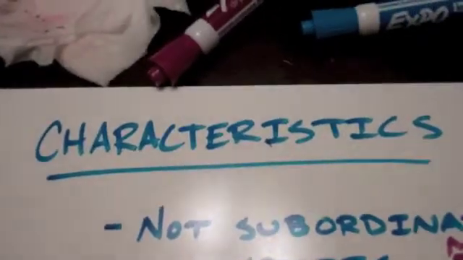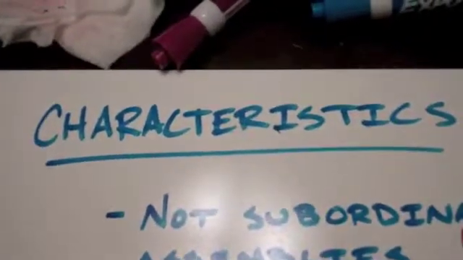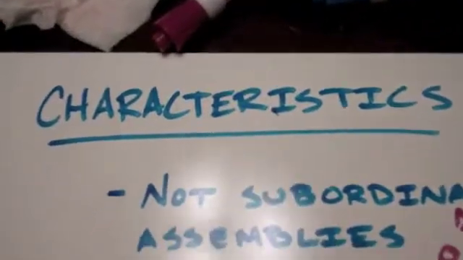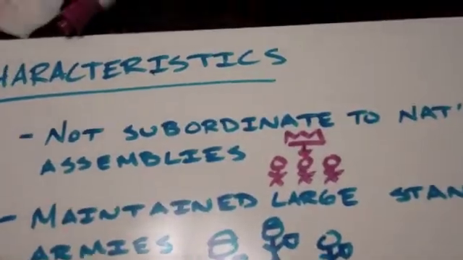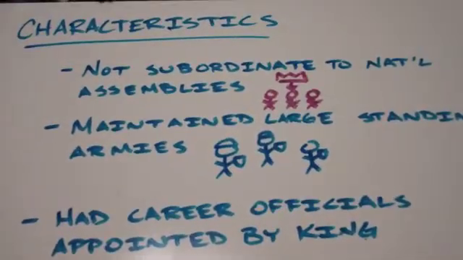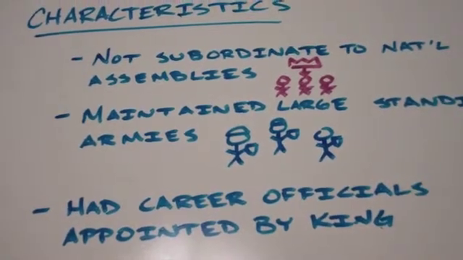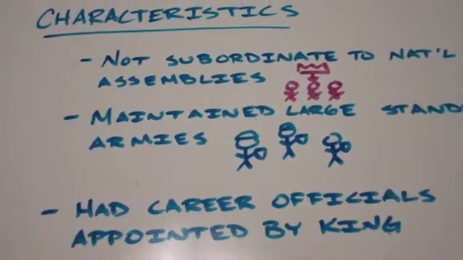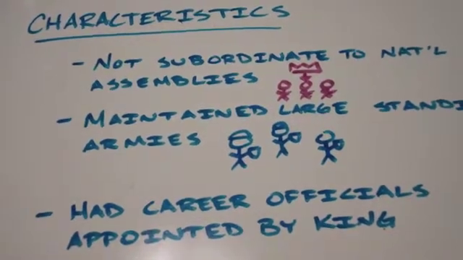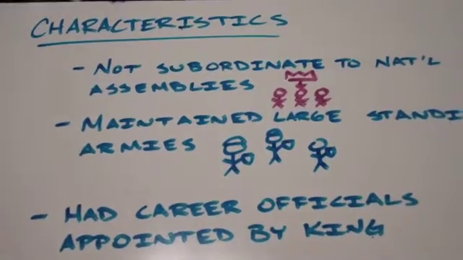The characteristics of an absolute monarch. These are the very basic ones. There are a lot more, covered in more detail in your book, so be sure to read. First, the most basic one is that absolute monarchs are not subordinate to national assemblies. This means the king or the crown is above the people and above the nobility, and they answer to no one. And many times they don't even call the national assemblies, as we'll see as we get into looking at each one.